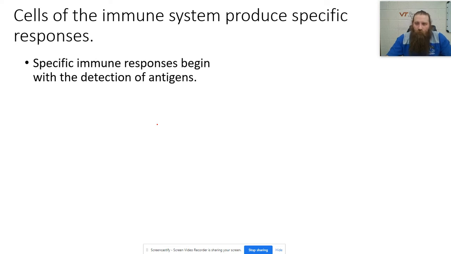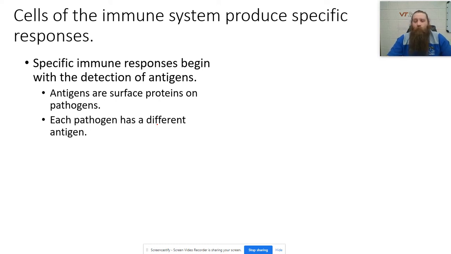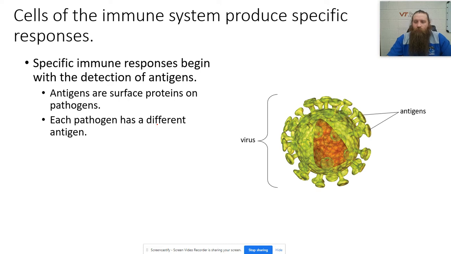So the first thing that has to happen for a specific response to kick off is the detection of what we call antigens. Antigens are the surface proteins on pathogens. We've talked about them before. Every single pathogen has a different antigen. So if we look on the outside of a virus, all those little spike proteins here, these are our antigens.